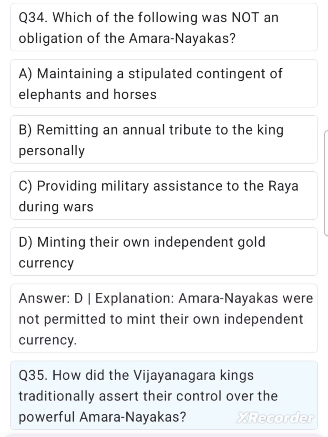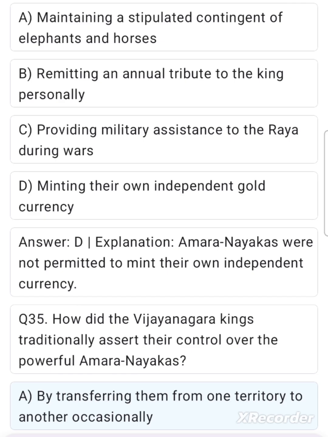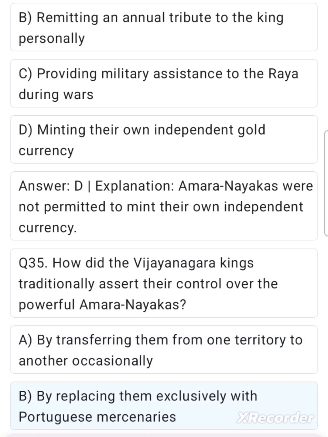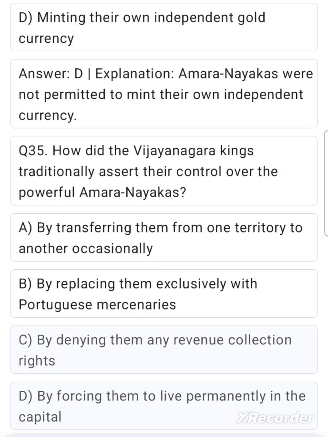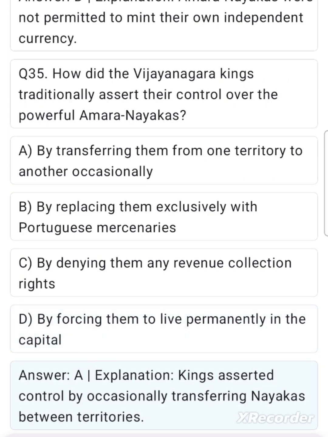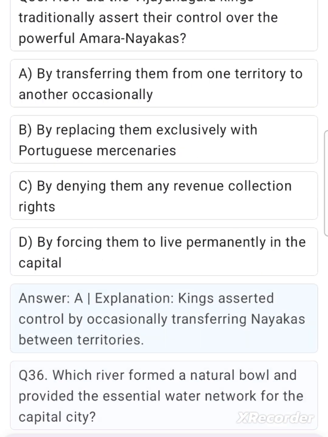Q35. How did the Vijayanagara kings traditionally assert their control over the powerful Amara-Nayaka? A. By transferring them from one territory to another occasionally. B. By replacing them exclusively with Portuguese mercenaries. C. By denying them any revenue collection rights. D. By forcing them to live permanently in the capital. Answer. A. Explanation. Kings asserted control by occasionally transferring Nayaka between territories.